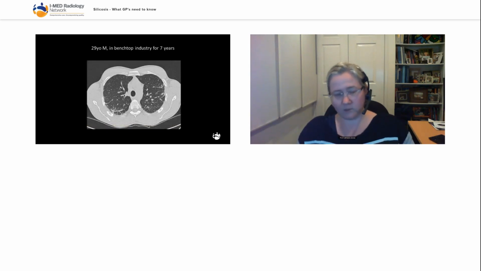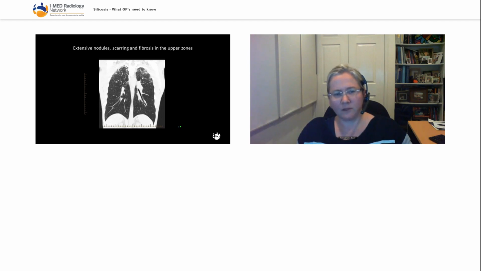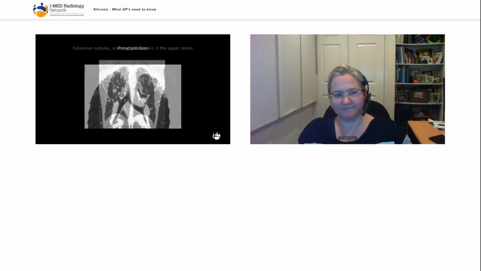Here is another man who is 29. He's also got 7 years of dust exposure. And we can see even from this initial slice that he has quite significant nodularity starting to form scars throughout the lungs. And this is a bad sign even on just one slice, because when we look at it from the coronal perspective, we can see just how upper zone predominant it is. It's starting to form scarring, and all of the mediastinal and hilar structures are pulled way up because this man now has a fibrotic process in the upper halves of his lungs.